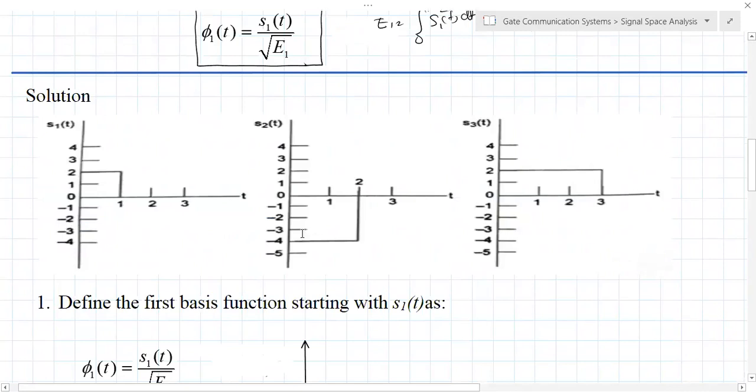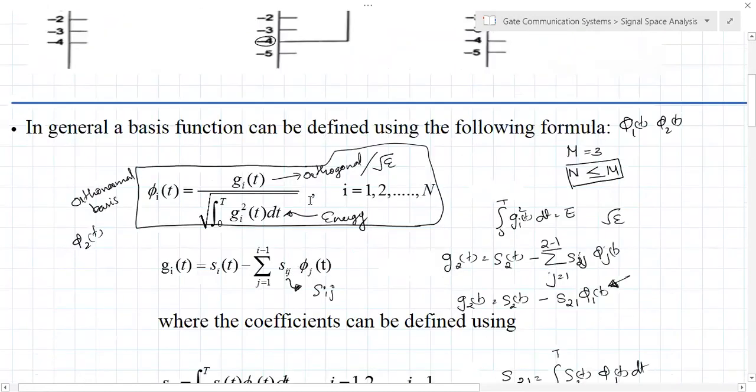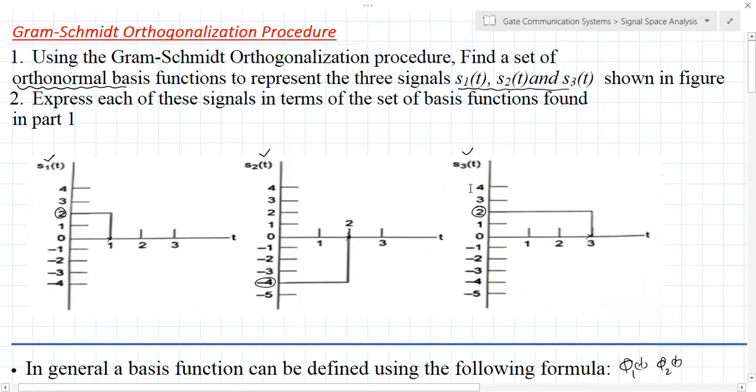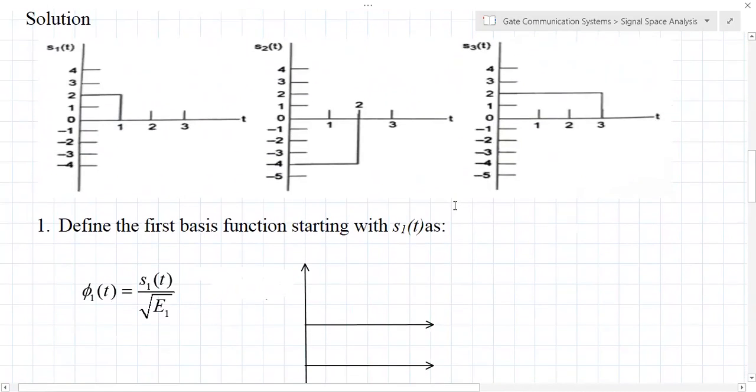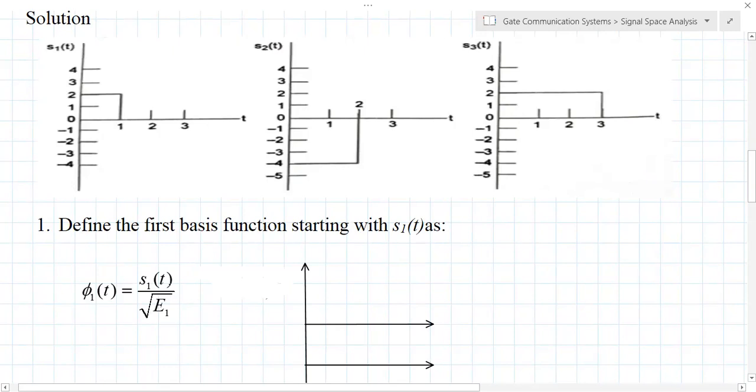So we can discuss the solution part. In the question, three different signals s1, s2, s3 are given. We can start from phi1. We need to evaluate phi1(t). We already discussed that the formula to calculate phi1(t) is simply s1(t) divided by root E1.